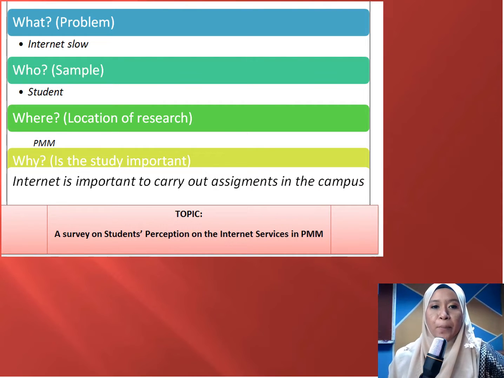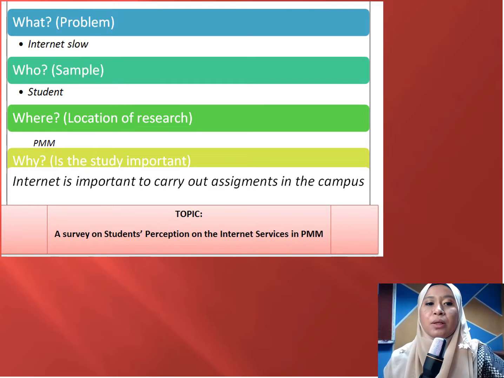So these are the step-by-step on how you want to develop your topic. Identify what is the problem. For example, internet slow. Who? The sample. Okay. Students. Where? The location of the research. PMM. Why? Why do you think the study is important? Okay, so internet is important to carry out assignment in the campus. So develop your topic by using these answers.